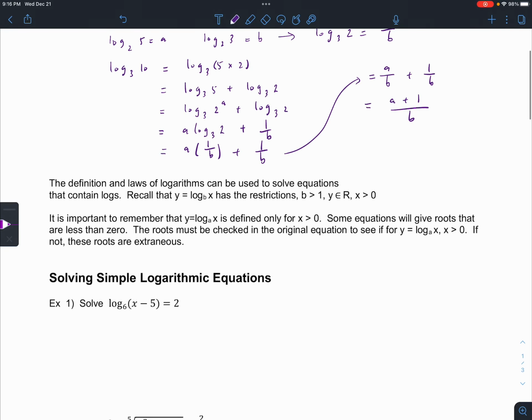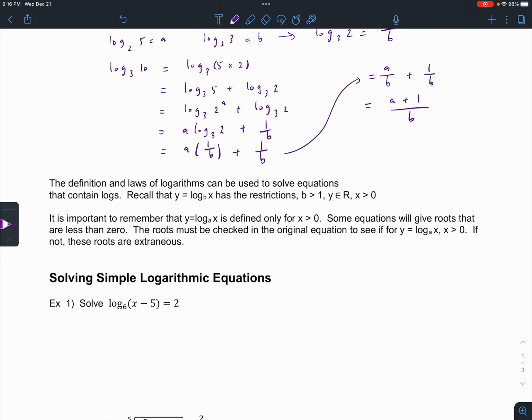Okay, so let's recap a few things. The definition and laws of logarithms can be used to solve equations that contain logs. Recall that y is equal to log to the base b of x has the restrictions that b has to be greater than 1, y belongs to the set of real numbers, and x has to be greater than 0.